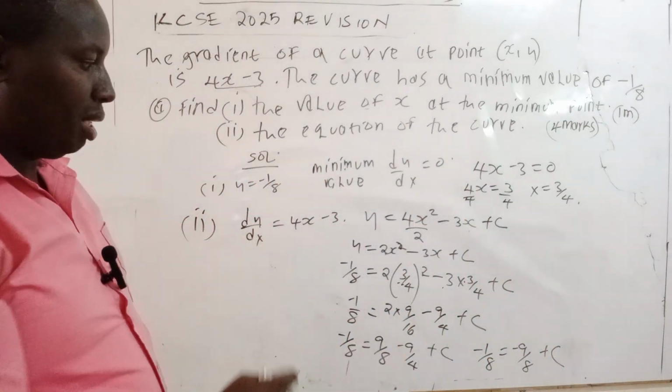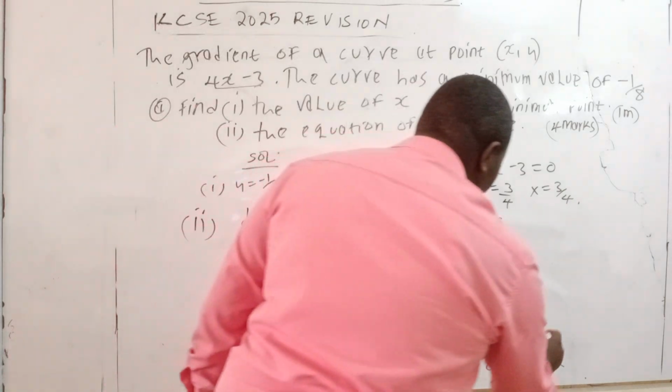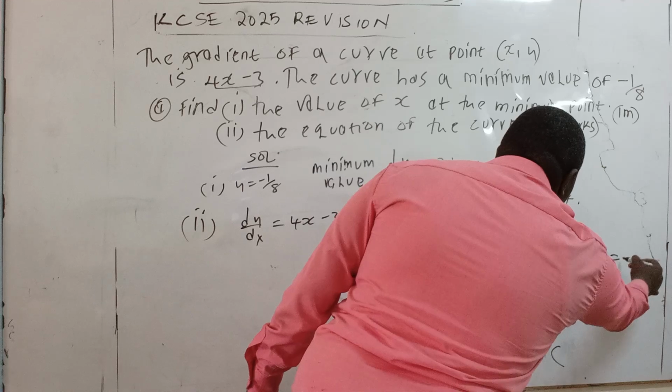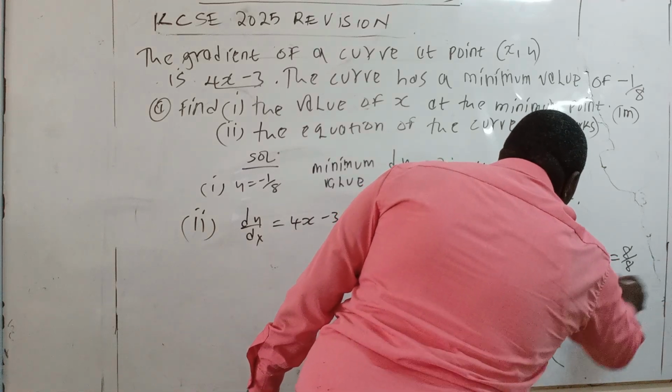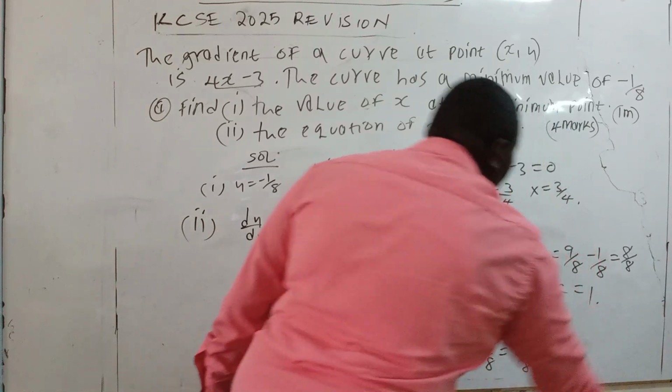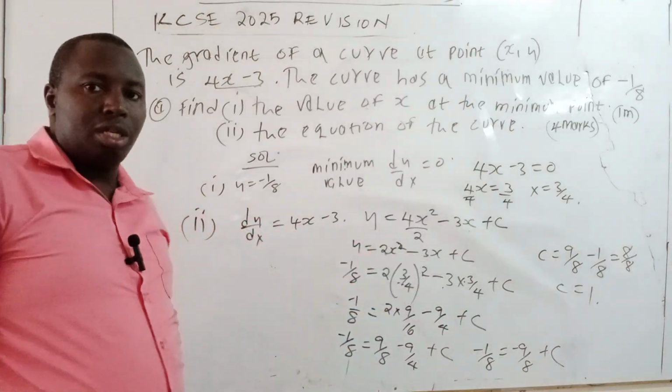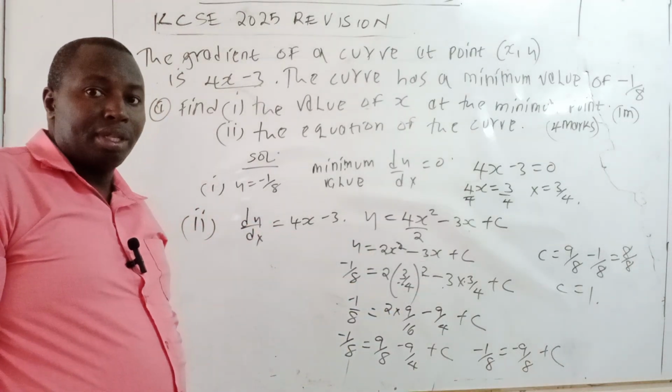To find C, bring minus 1 over 8, minus 9 over 8 on this side. You get C will be 9 over 8 minus 1 over 8. This becomes 8 over 8, which is 1. So our value of C is 1, and C is an arbitrary constant.